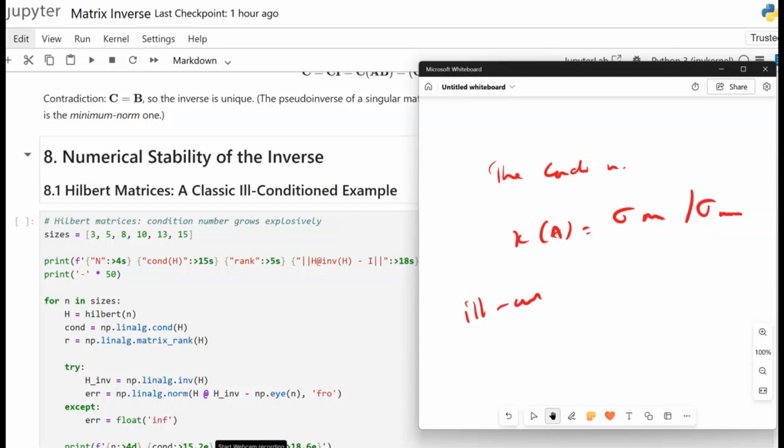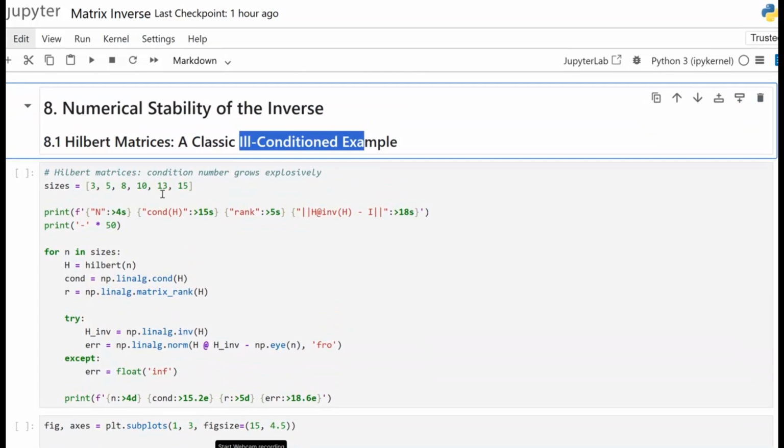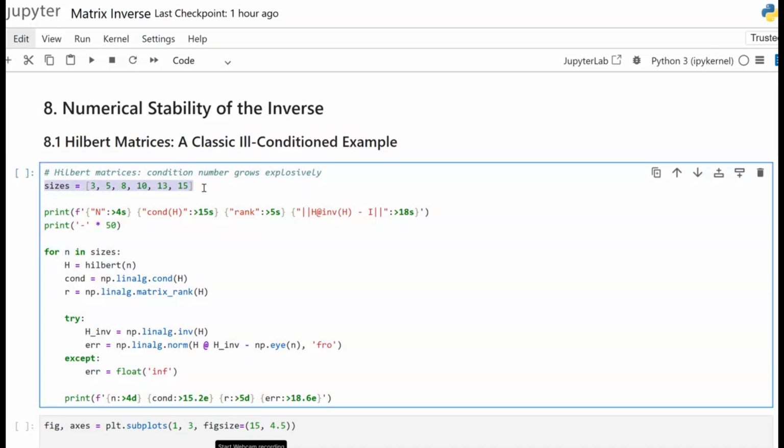Let me discuss Hilbert matrices. This code studies Hilbert matrices, a classical example of extreme numerical ill-conditioning, and shows how inversion becomes unreliable as size increases. Let me discuss the code one by one. Kindly observe, we are going to have a loop over matrix sizes. The sizes are 3, 5, 8, 10, 13 and 15. These are to test progressively larger Hilbert matrices Hn.